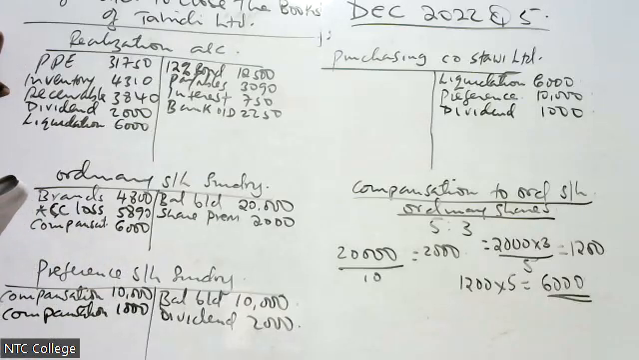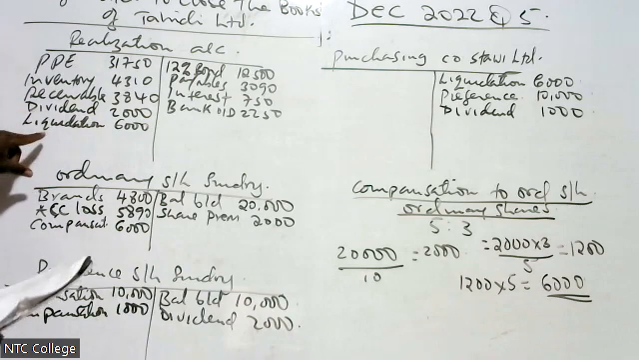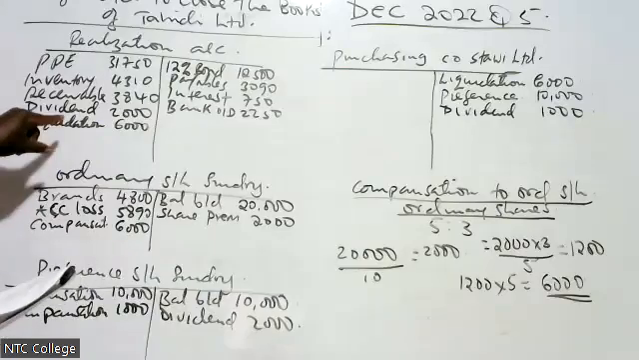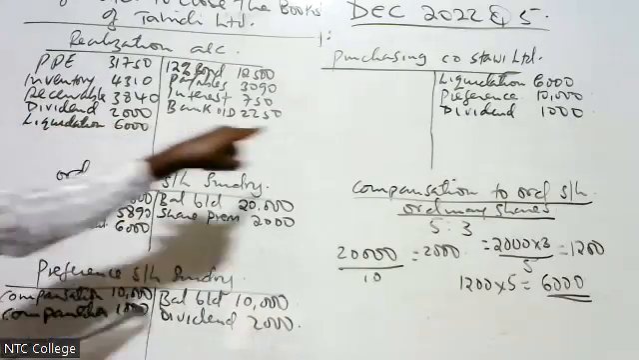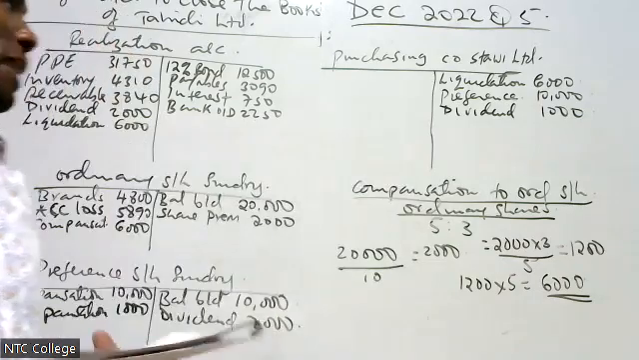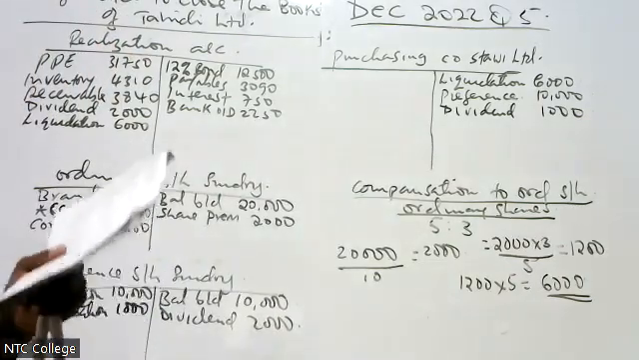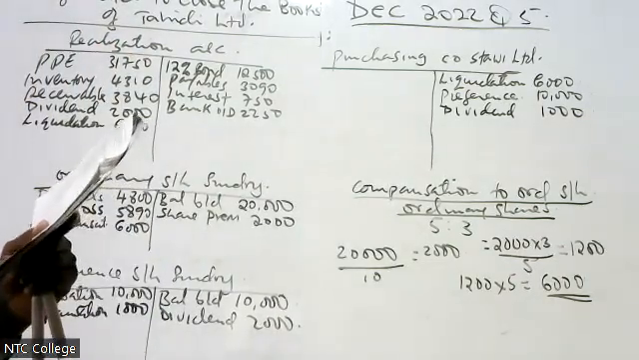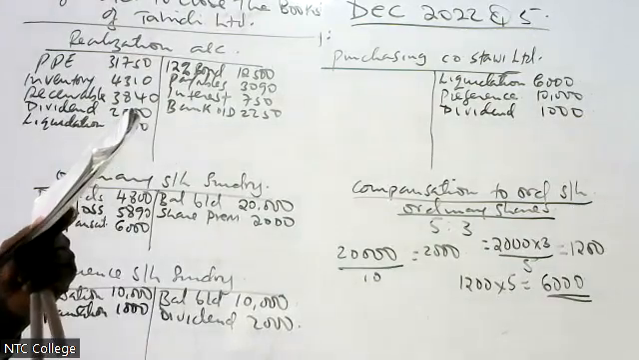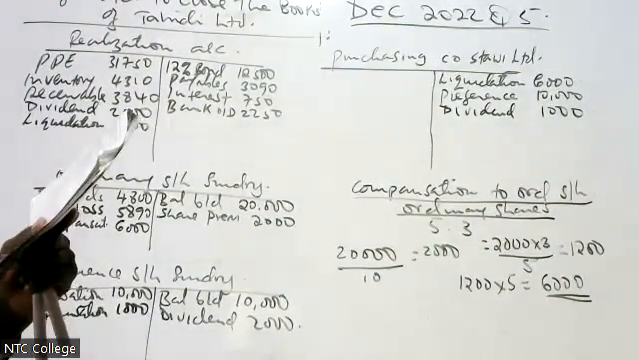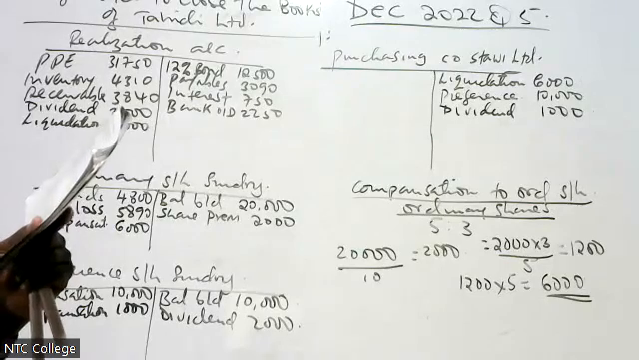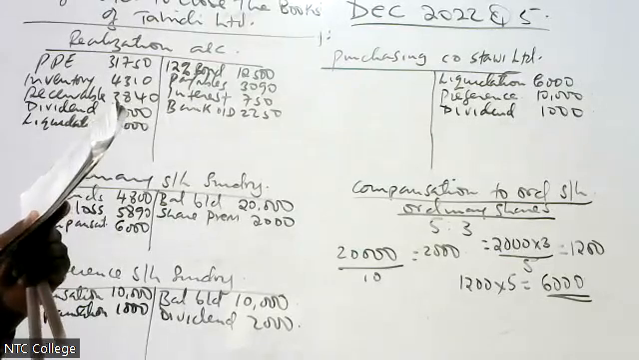Then note number 9, liquidation expenses of Tahiti Limited amounted to 6 million and were paid by Starwi Limited. Already we accounted for the liquidation expenses, where you debit realization and credit purchasing company account. Then the next is number 10.